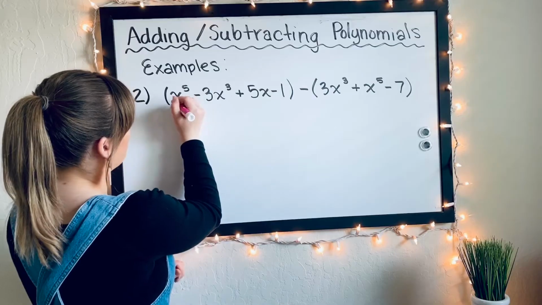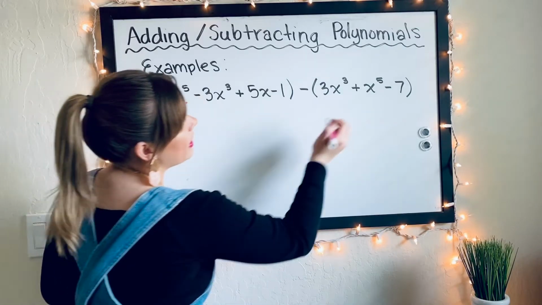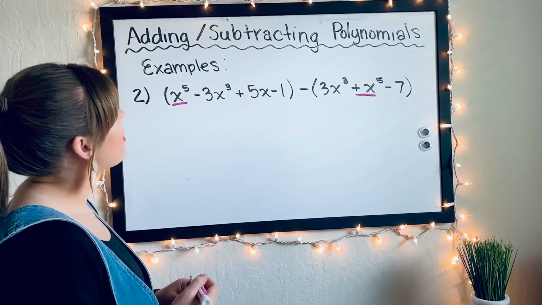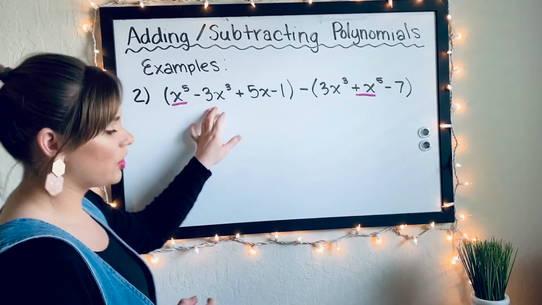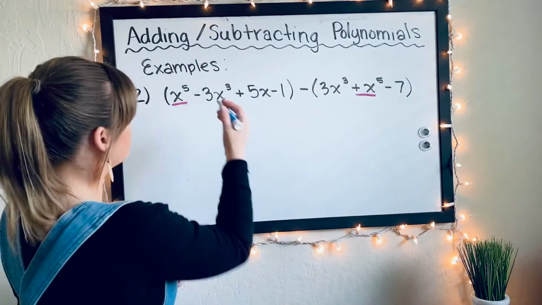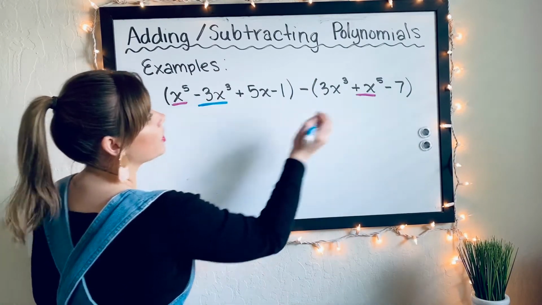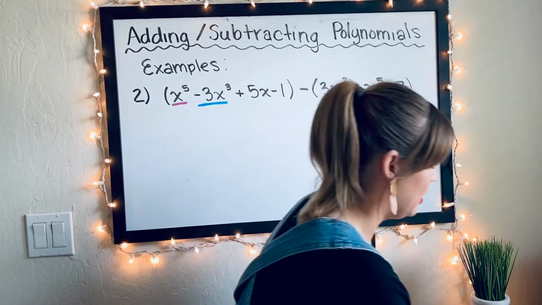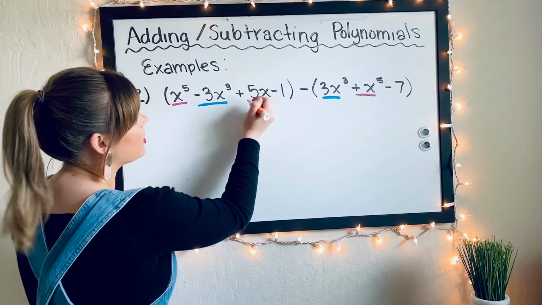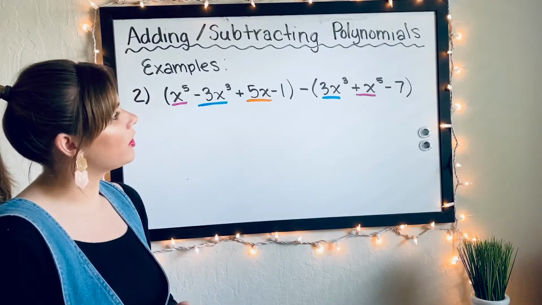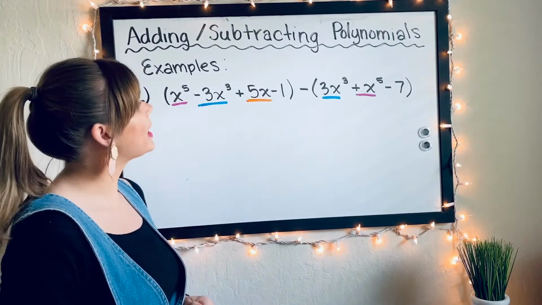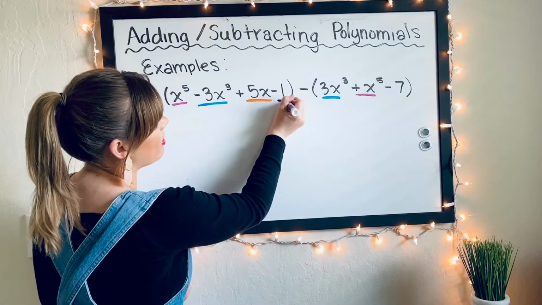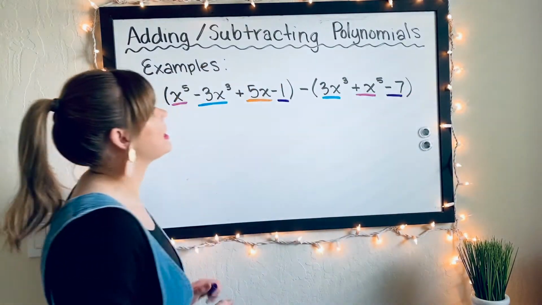So then I have x to the fifth term. Looks like I have another x to the fifth term here. I have a minus 3x cubed term here. So x cubed term here, 3x cubed term here. And then I have an x term. It looks like that x term's lonely. There's no other x term to combine it with. And then finally, I have these constant terms. So I have a minus 1 and a minus 7.